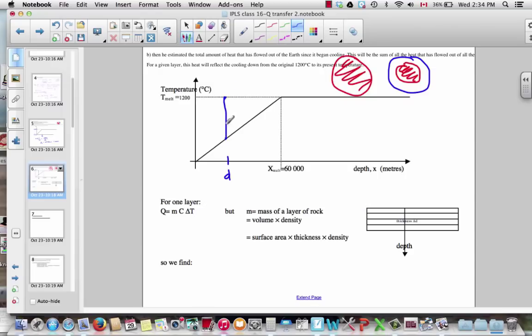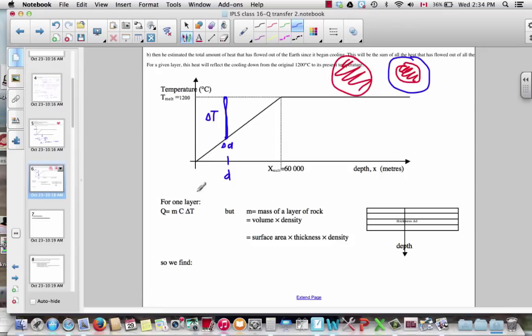So that is the temperature change of a given layer of rock. And then the ones that are deeper haven't cooled down as much. The ones at the surface have cooled down by 1200. So this is the delta T for that layer. And we're going to say the thickness of the layer is delta D. There's a little delta D.